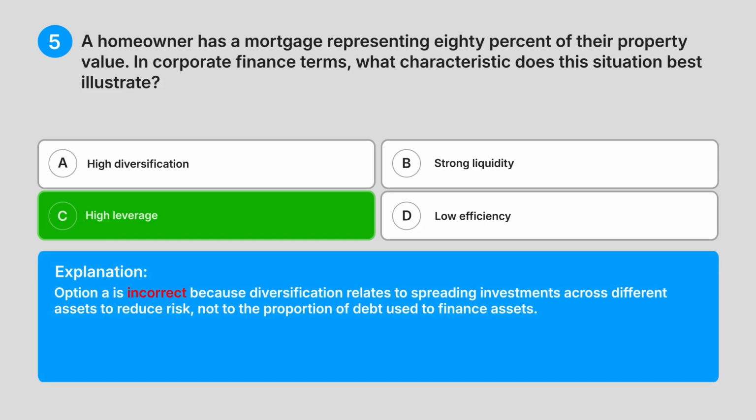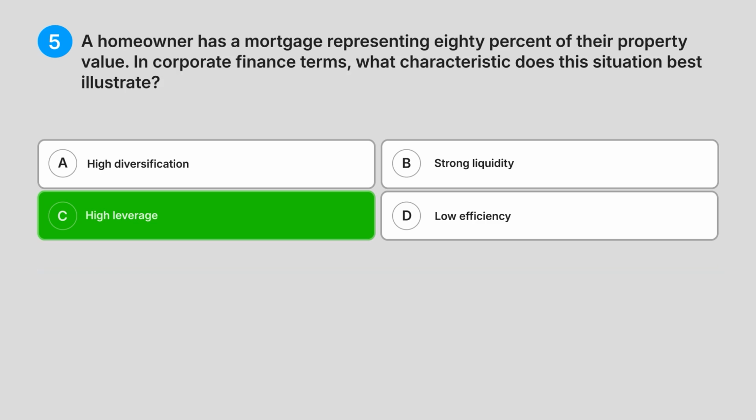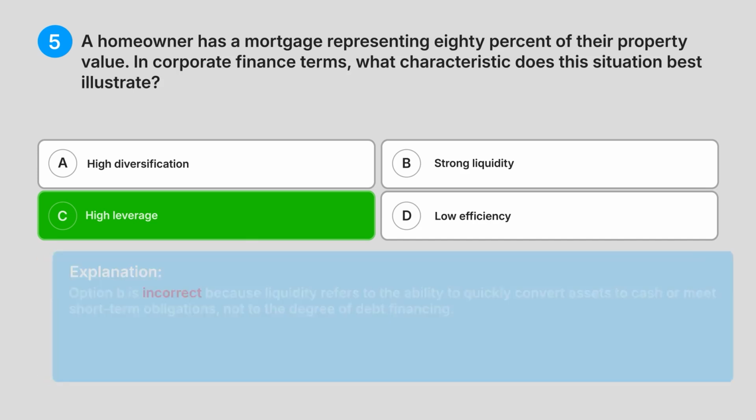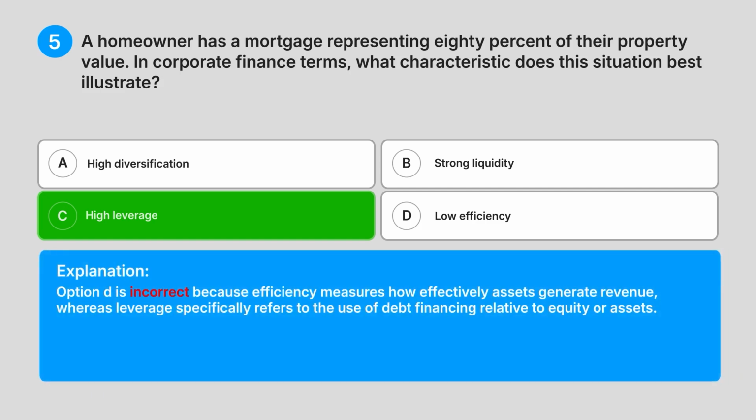Option A is incorrect because diversification relates to spreading investments across different assets to reduce risk, not to the proportion of debt used to finance assets. Option B is incorrect because liquidity refers to the ability to quickly convert assets to cash or meet short-term obligations, not to the degree of debt financing. Option D is incorrect because efficiency measures how effectively assets generate revenue, whereas leverage specifically refers to the use of debt financing relative to equity or assets.